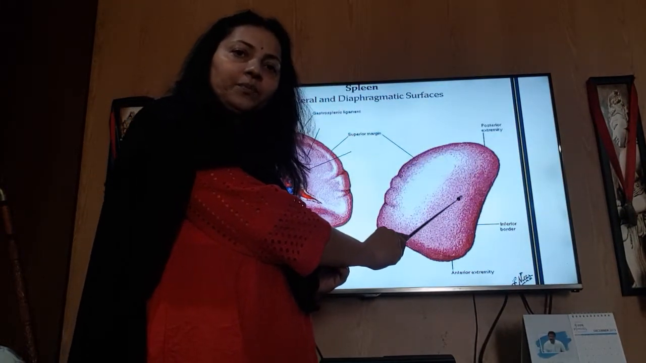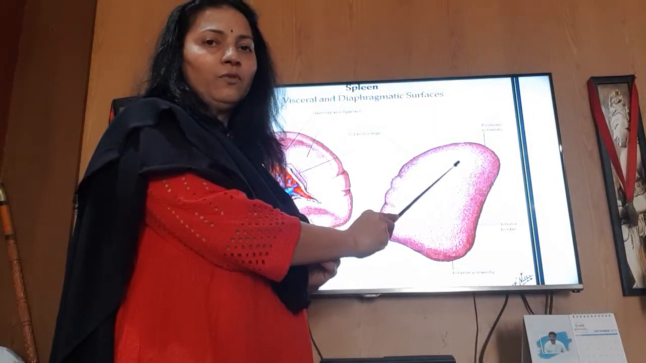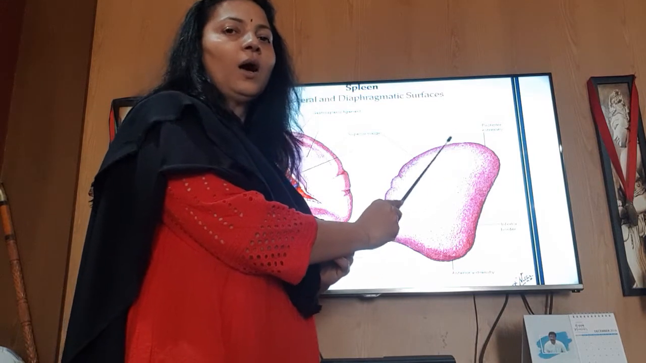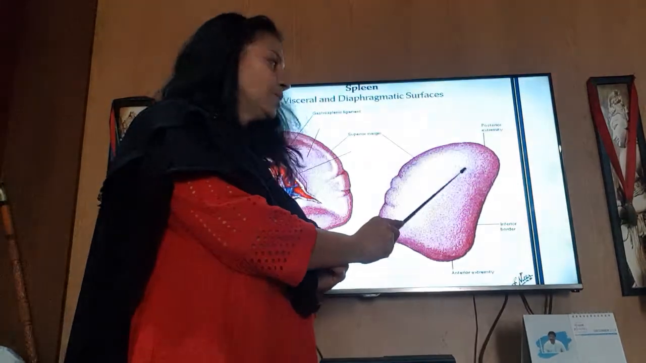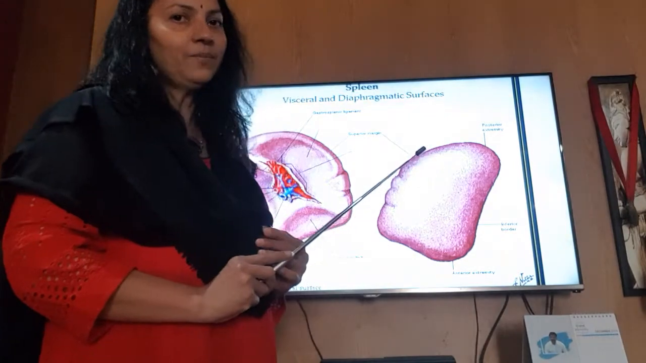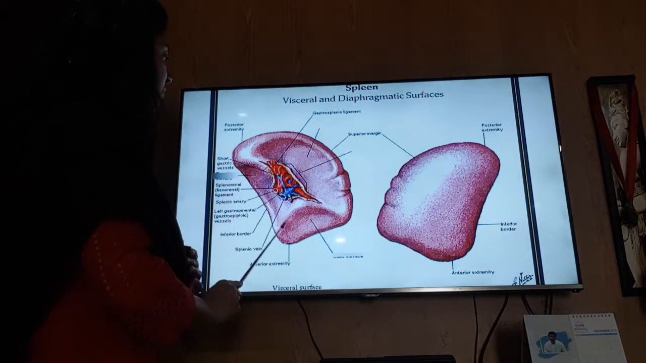First of all, above the diaphragm, pleura, then base of left lung, and of course on the outer side the ribs, 9th, 10th and 11th ribs. So these are the relations of diaphragmatic surface. Clear? Now I talk about the visceral surface.